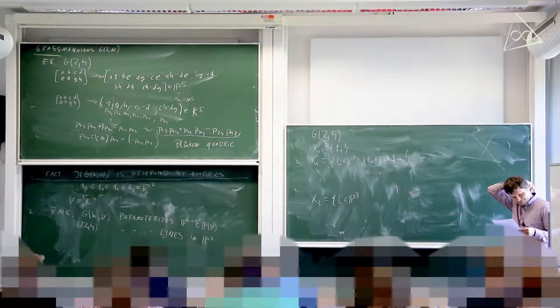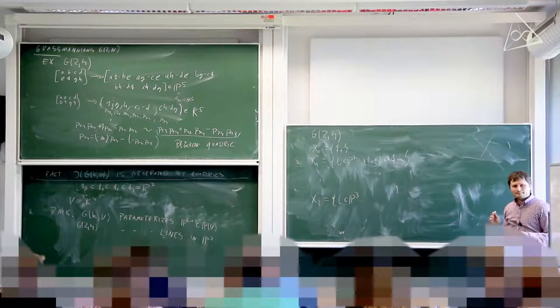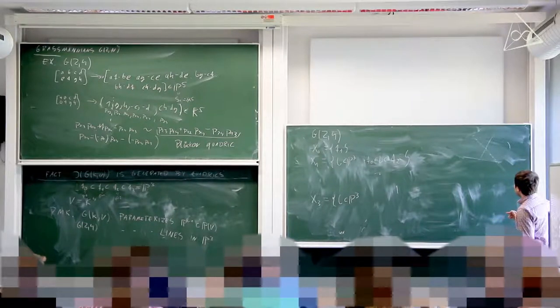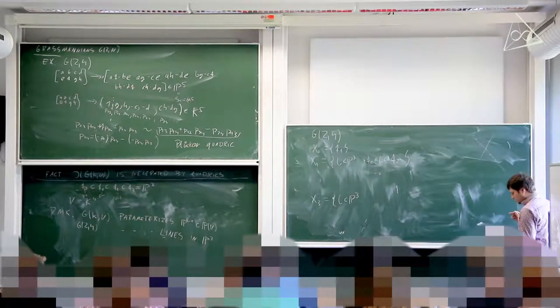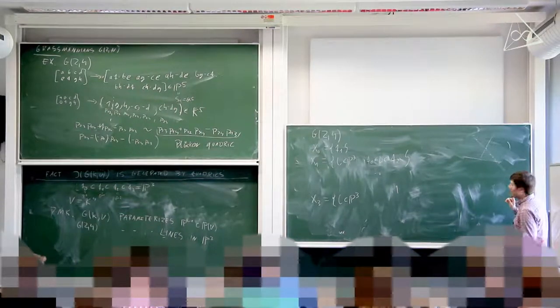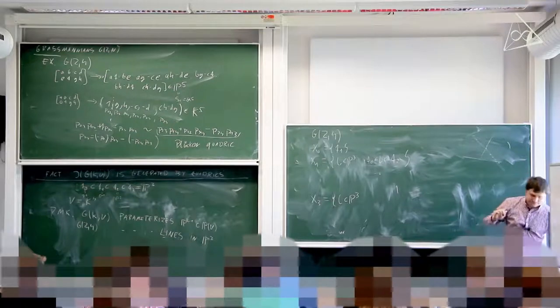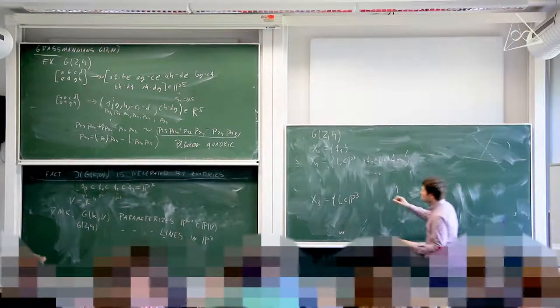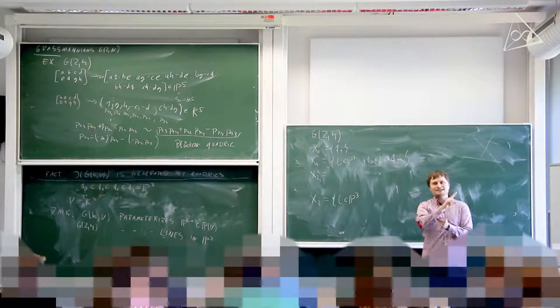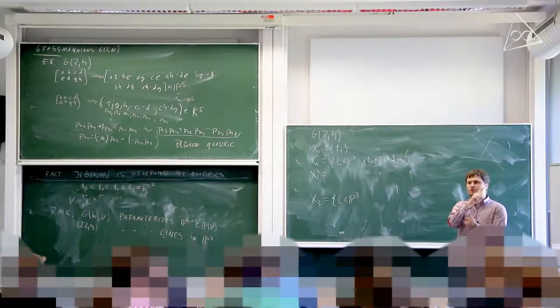Anyone? Okay, so all lines contain the point. All lines containing a point. So how many such lines are there? Let's think. No, it's two-dimensional, right? Yeah, but that's a very good idea. So what happens? How do we characterize a line going through a point?